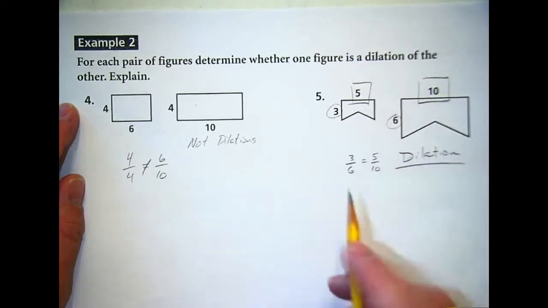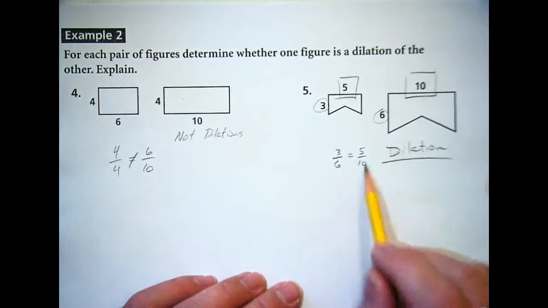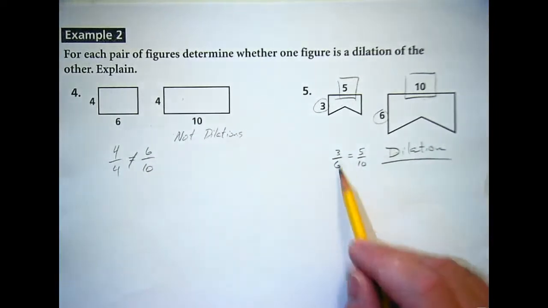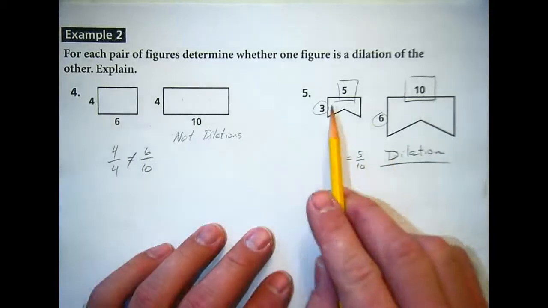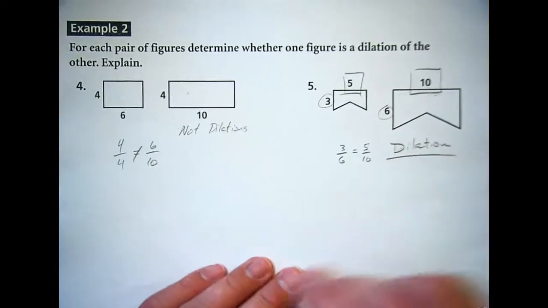Okay, so compare them. They have to have the same scale factor, or they have to be proportional. Now, I guess you could have said 6 to 3 and 10 to 5 if we're comparing this one to this one. Either way, it was fine. Okay, questions there?